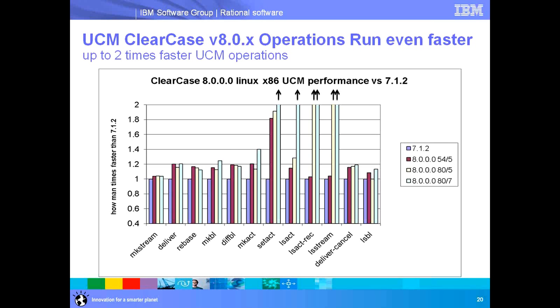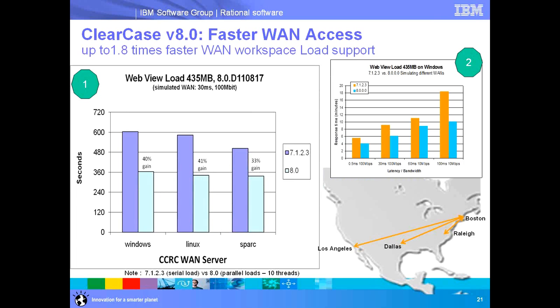This slide talks about the comparison of performance on a WAN-based activity when you are using the CCRC WAN server. In screenshot 1, this shows the time that it has taken for loading a web view, and this has been compared on different platforms. Here we have compared on Windows, Linux, and Sparc, and on an average we have been able to get about a 35% gain compared to the older version of 7.1.2.